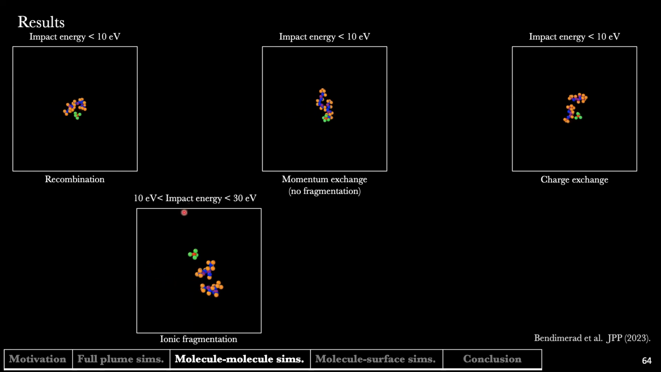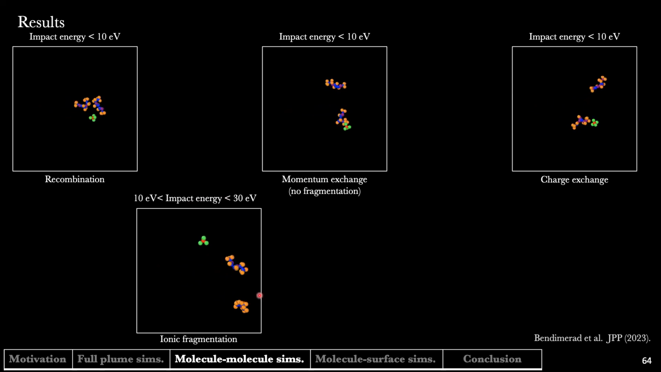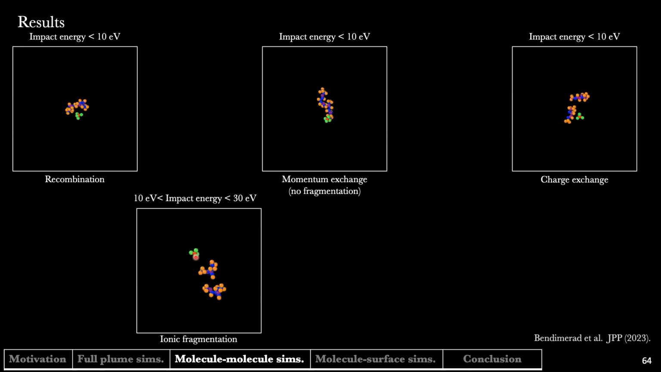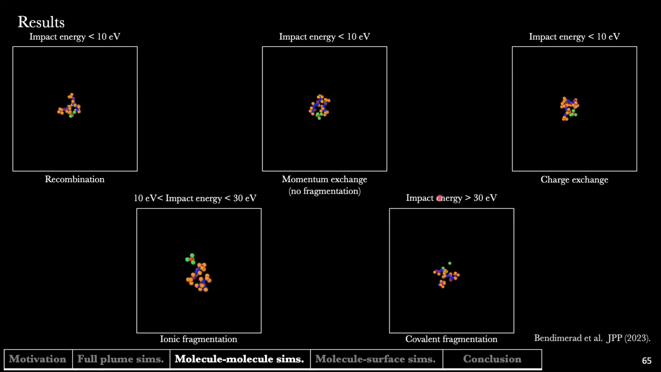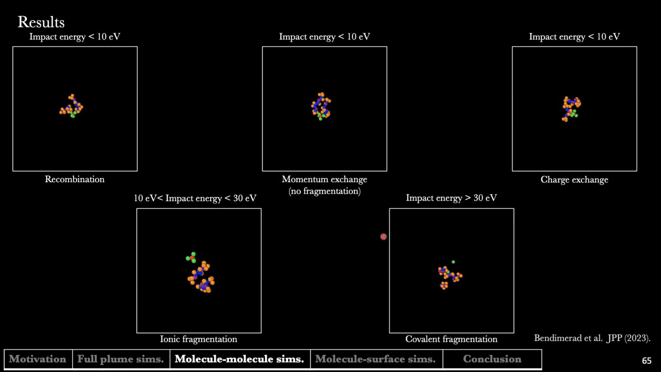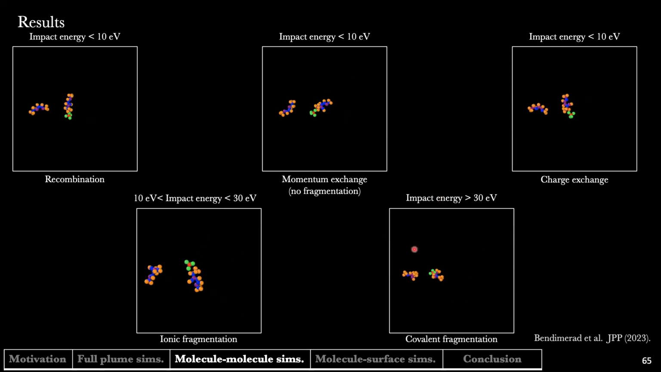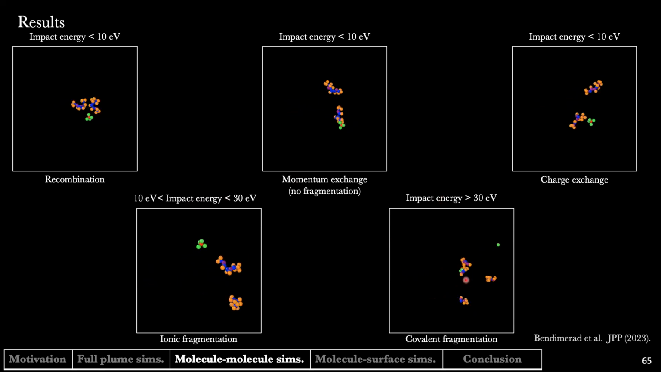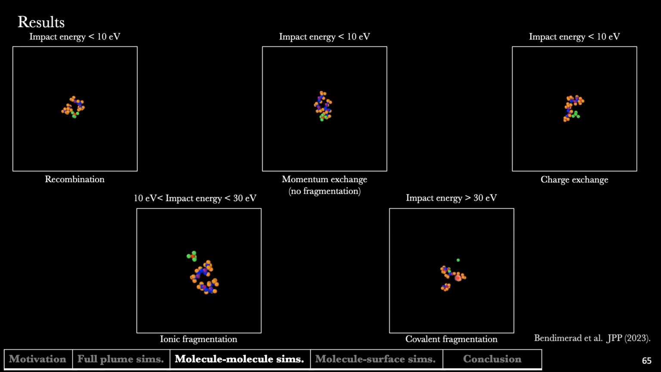And then between 10 and 30 eV, we see ionic fragmentation. So the ionic bond between EMI plus and BF4 minus breaks, and we get these two molecules. And then at impact energies higher than 30 eV, we see covalent fragmentation. So the covalent bonds within the molecule break, and we get very small fragments.